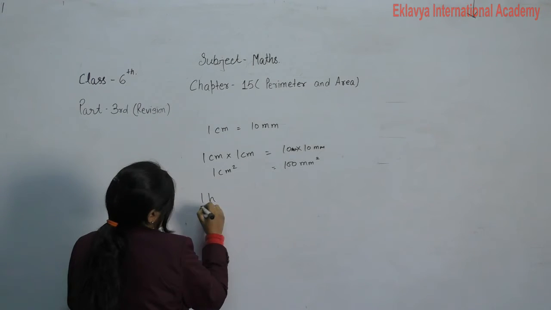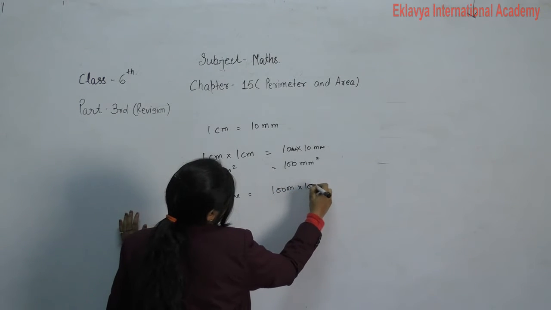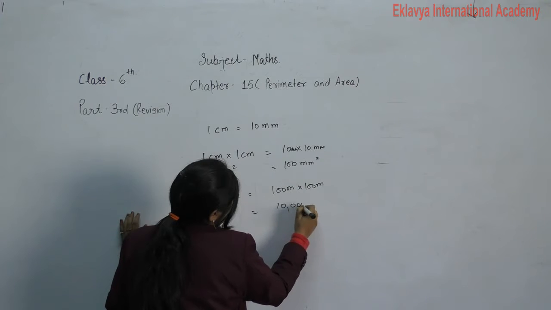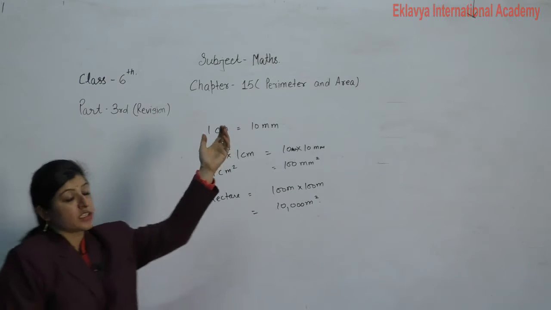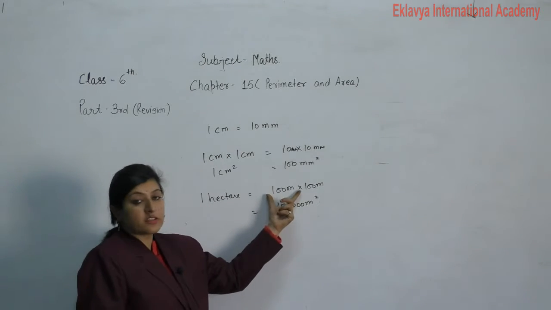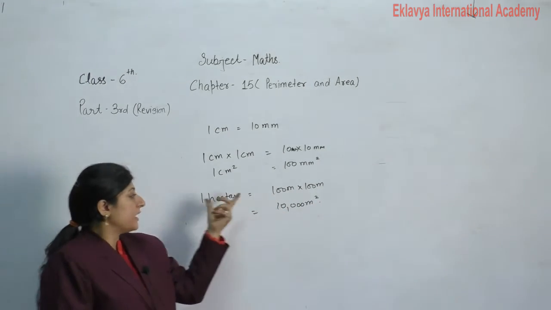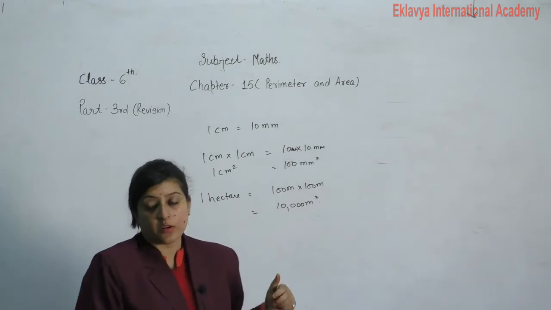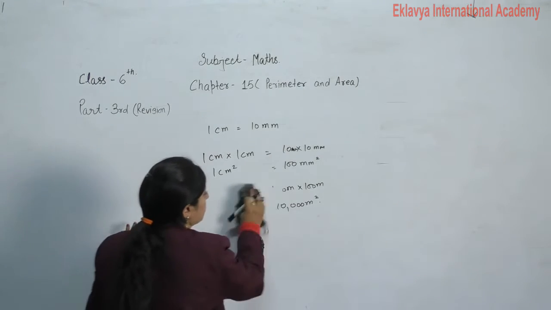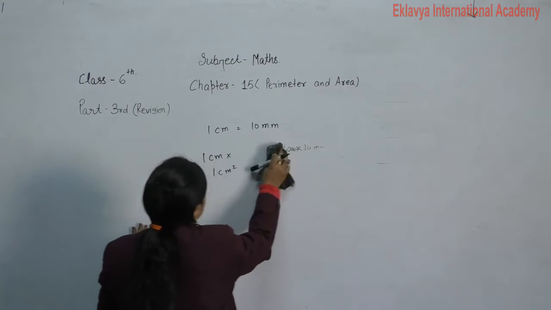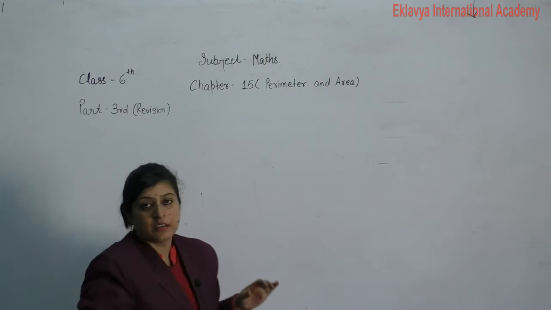Similarly, 1 hectare is equal to 100 meter into 100 meter, that is equal to 10,000 meter square. This unit we will use in our exercise, in our questions. It means hectare is the unit of area, not the perimeter. Another unit also you can take: 1 meter square is equal to 100 into 100 centimeter square.